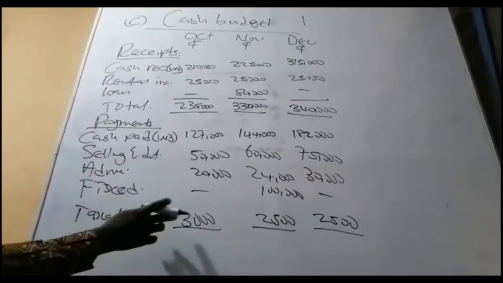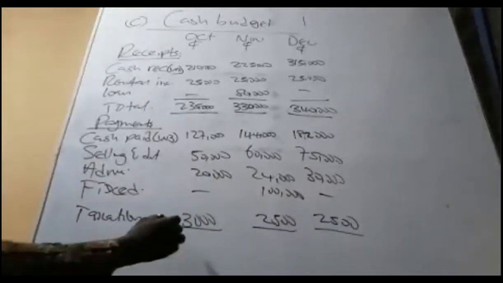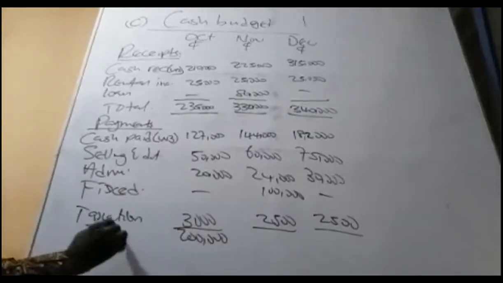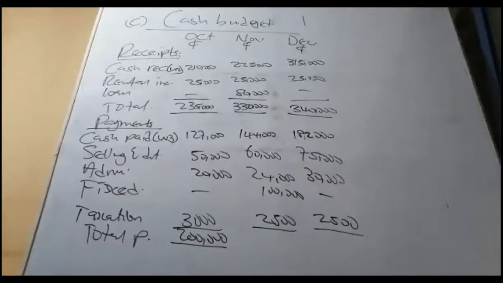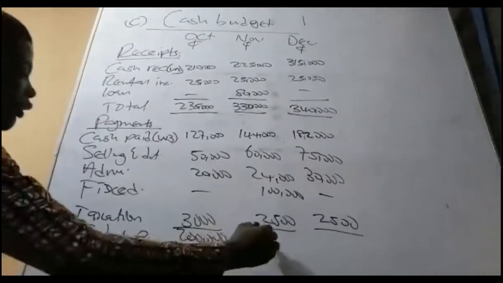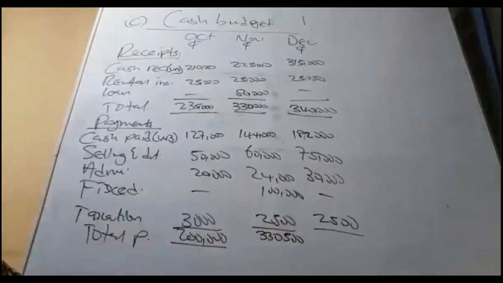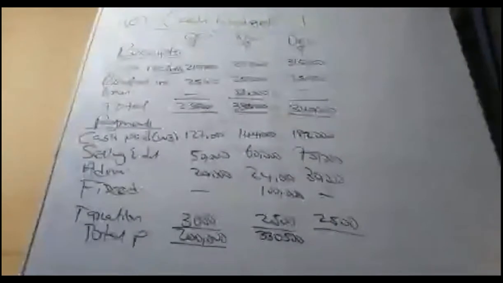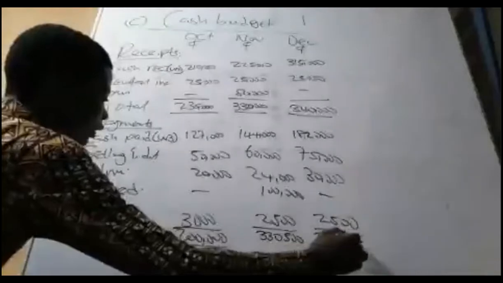So yes, we've taken all. So what's the total? 130. Okay, so that's 200. Total payment, right? Down 204. 330,500. Good. So you get 289,500.